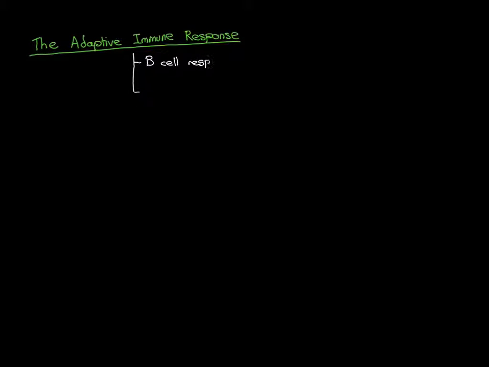So the B-cell response is one of the arms of the adaptive immune response, the major arm of the adaptive immune response, certainly the most famous, and it's going to be a pathway that we're going to use against the influenza virus. Now, the B-cell response, of course, has another name. It's also known as the humoral adaptive immune response. Now, why is it called that?